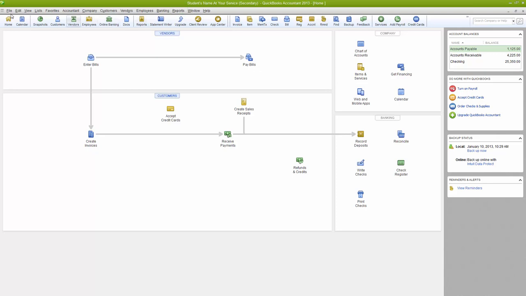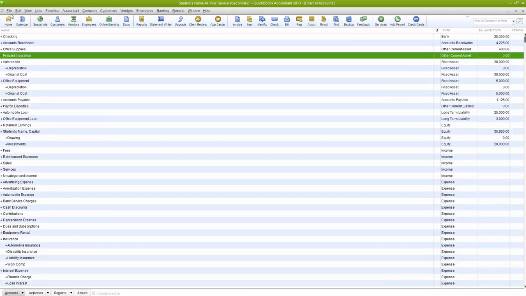I want to spend just a few minutes giving you a few tips and tricks in order for you to be successful with this practice set. First of all, let's look at our chart of accounts. It looks like we have a checking account and it already has a balance. Now remember, the publisher went through and set up all of this account, so it already has some pre-existing transactions in it. Looks like we have some accounts receivable, which means we already have some customers set up.